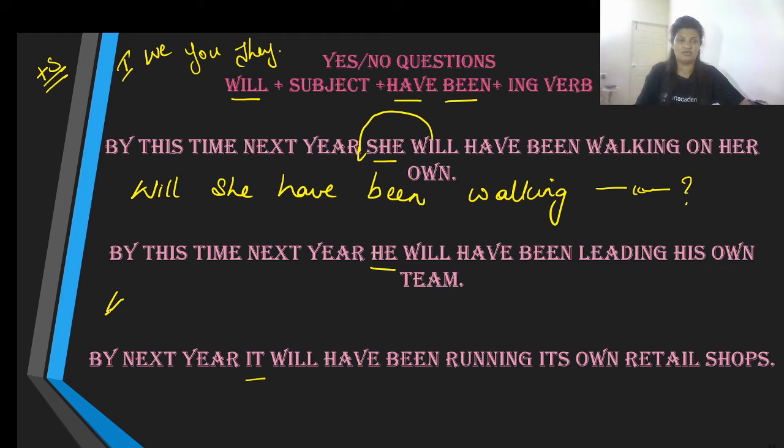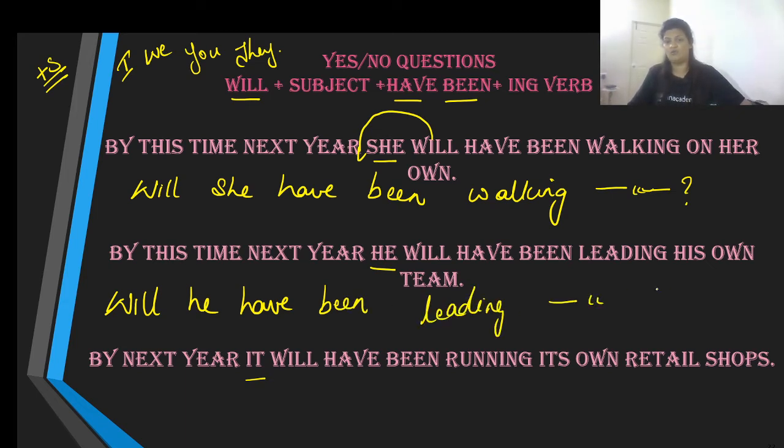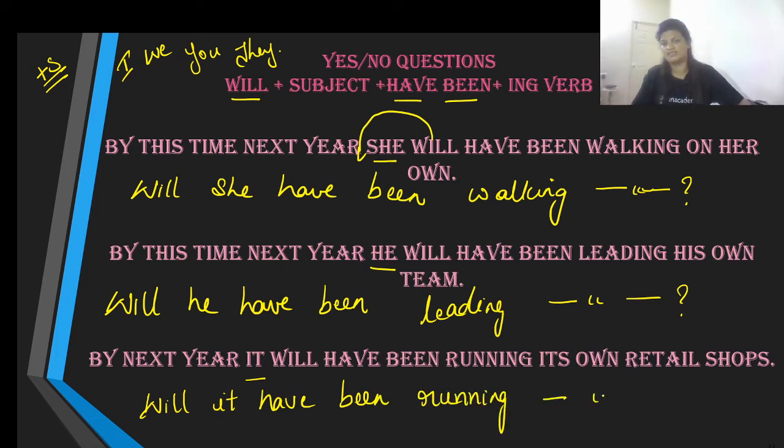Question mark. Similarly, will he have been leading his own team by next year? Question mark. Similarly, will it have been running its own retail shops by next year? Question mark. So we brought the auxiliary to the front and we formulated our yes or no questions.